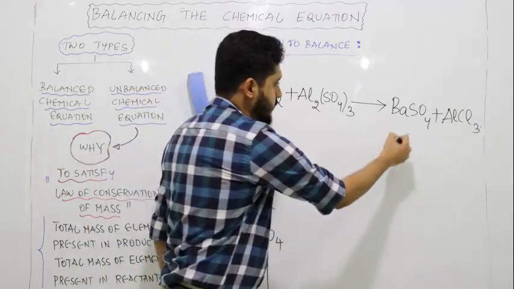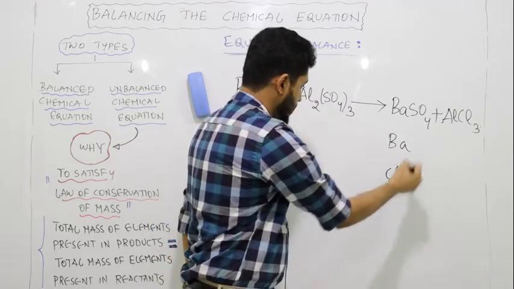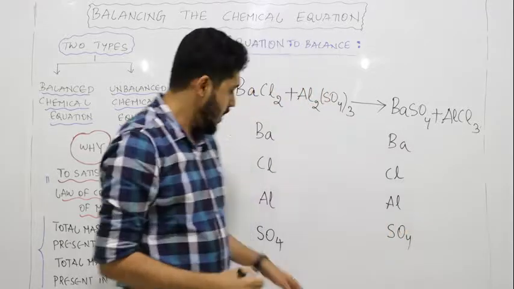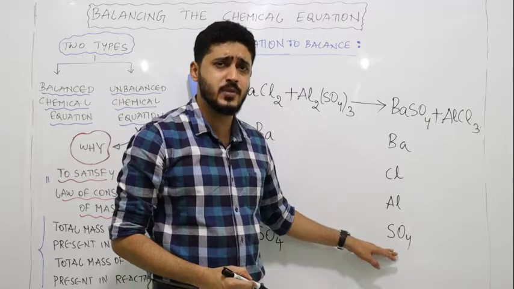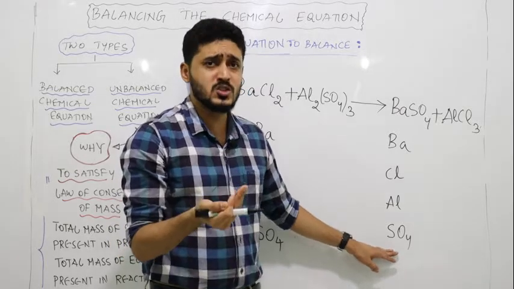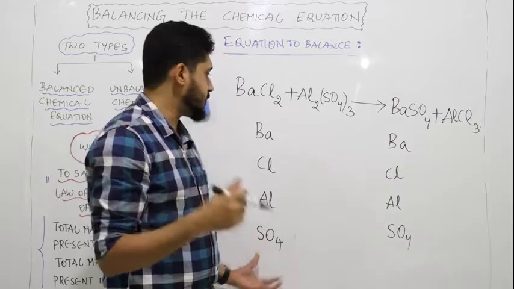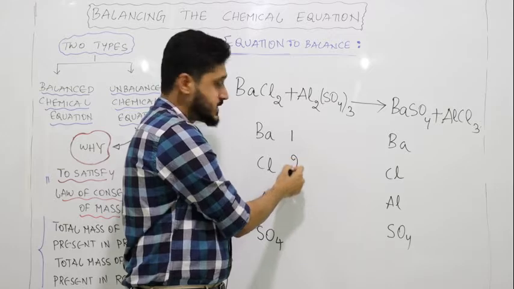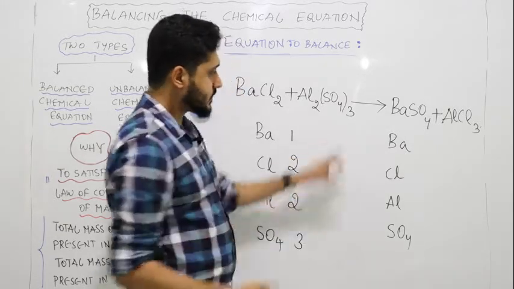Now in the reactant side you have barium, chlorine, aluminium as well as sulfate SO4. When you write this sulfate together, instead of doing sulfur and oxygen separately, which might be time consuming, it will be easier for you. So barium is one atom over here. Chlorine, how many atoms are present? 2. Aluminium again 2. Sulfate 3.